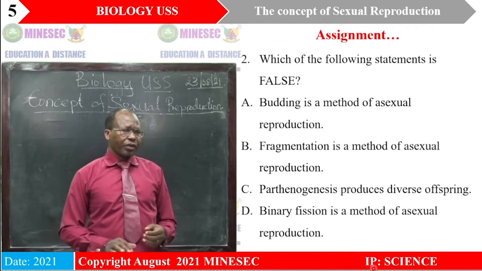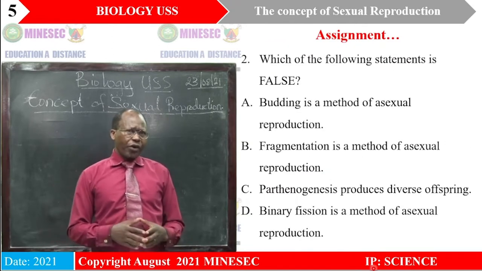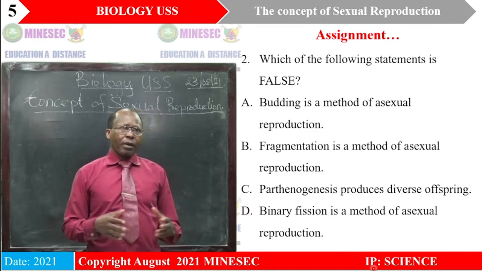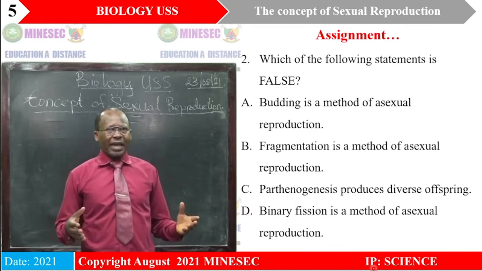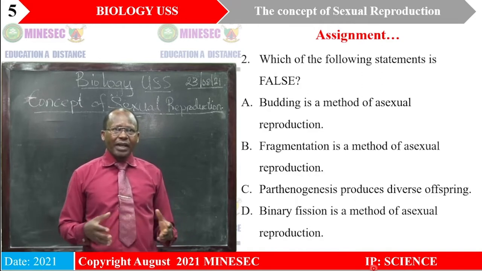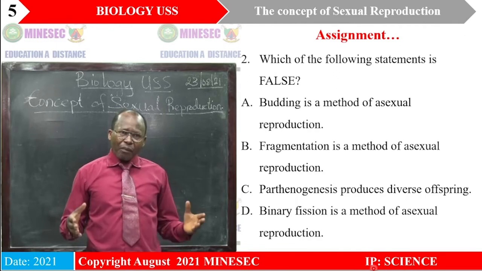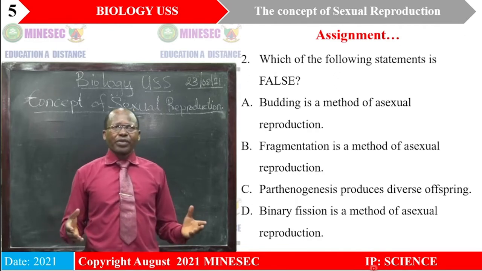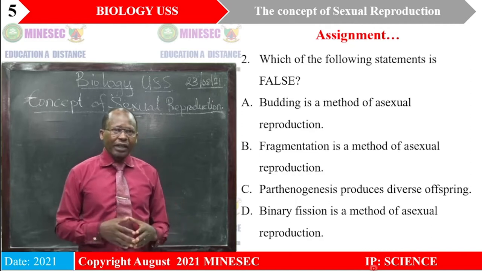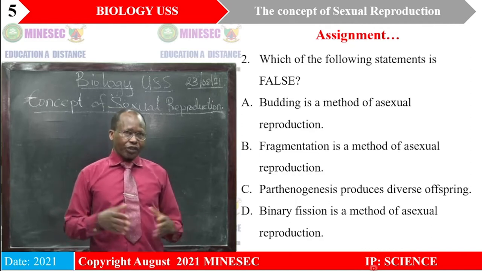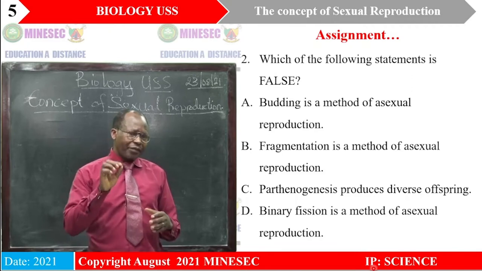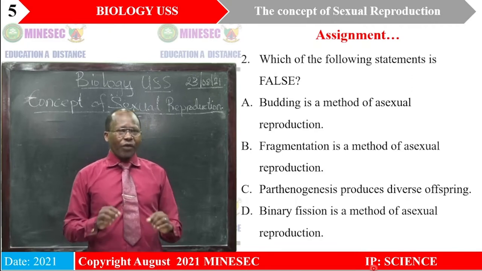The next question was, which of the following statements is false? And the first was, budding is a method of asexual reproduction. Fragmentation is a method of asexual reproduction. Parthenogenesis produces diverse offspring, and binary fission is a method of asexual reproduction. Remember, you are expected to give the statement which is biologically false.